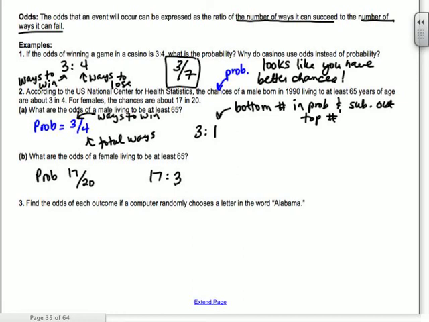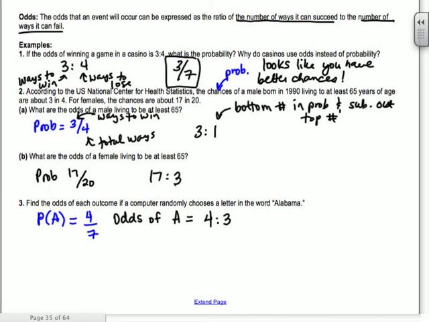Okay, so let's find the odds of each outcome if a computer randomly chooses a letter in the word Alabama. So let's talk about the probability of each letter first. So the probability of getting A. So how many A's are there? 4 out of how many total letters? Let me look. Yeah, 7. So 4 sevenths. Okay, so that means the odds of A would be 4 ways to get an A. How many ways to not get an A? 3.